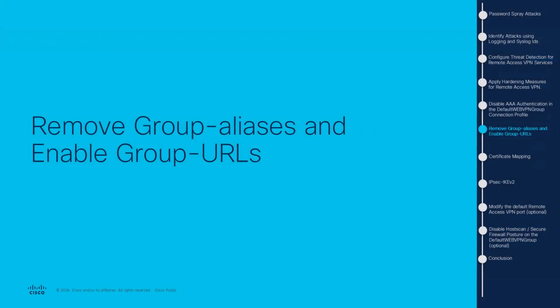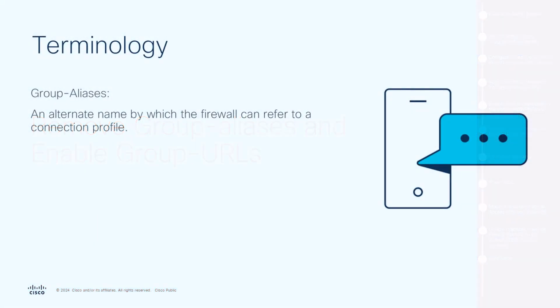Remove group aliases and use only group URLs in the connection profile configuration to create a specific FQDN that's harder for attackers to discover. This ensures that only clients with the correct FQDN can initiate connections. Before we begin, let's start with terminology. Group aliases are alternate names for a connection profile, appearing in a drop-down menu in the Secure Client UI for users to select. Removing group aliases eliminates this drop-down functionality.